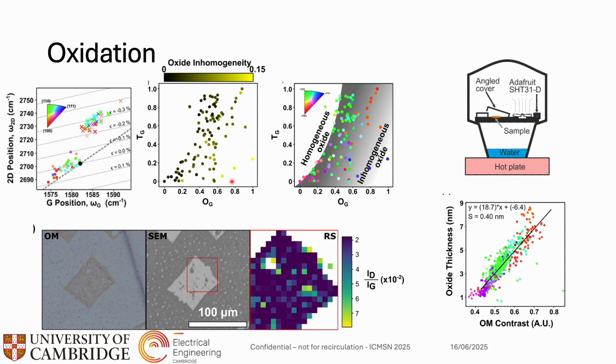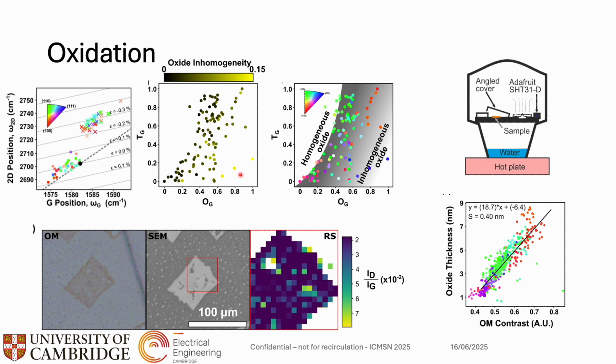And we can have a bit of a deeper dig and look at something called oxide inhomogeneity that we've defined as the standard deviation of the oxide as measured by optical microscopy. And you can see effectively the rougher the oxide, the less is transferred per average oxidation value.